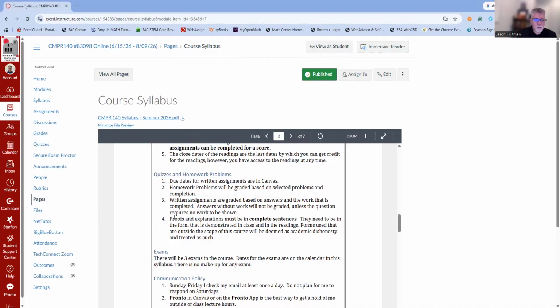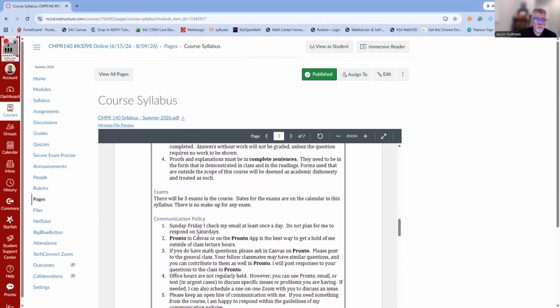Okay, written assignments are graded based on answers and the work that is completed. Answers without work will not be graded unless the question requires no work to be shown. Proofs and explanations must be in complete sentences, and they're usually in paragraph form. They need to be in a form that is demonstrated in the class and in the readings. Forms that are outside the scope of the course will be deemed academic dishonesty and treated as such.